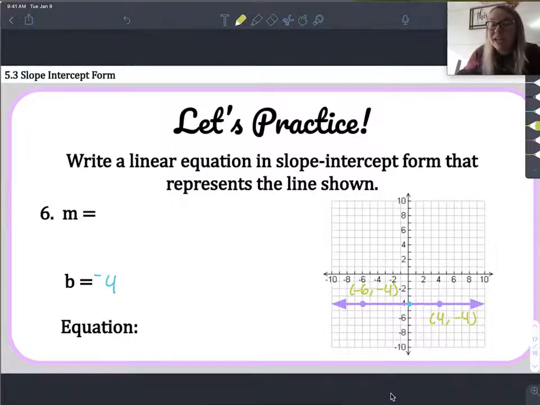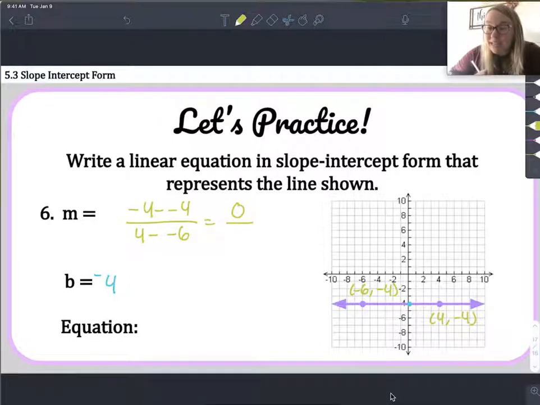Again, just using our slope formula, I can plug in and solve. We're going to have -4 minus a -4. Be careful with your negative signs. And then we are going to have 4 minus a -6. Well, -4 minus -4 turns into -4 plus 4, which gives us 0. And then 4 minus -6 gives us a +10. So we get the value 0.